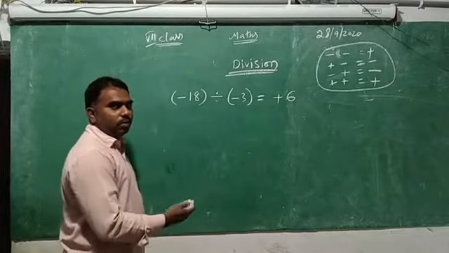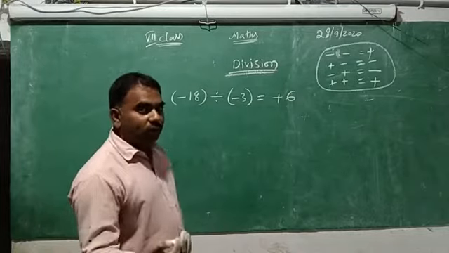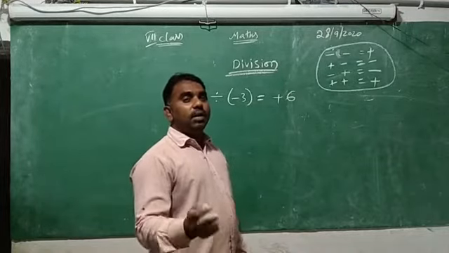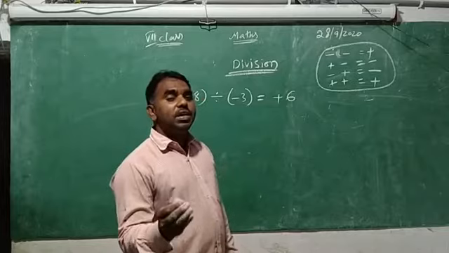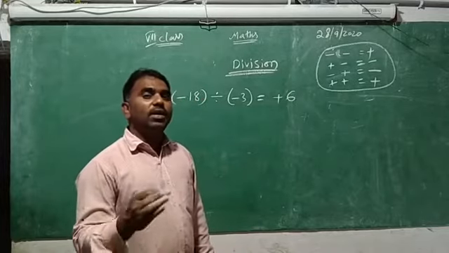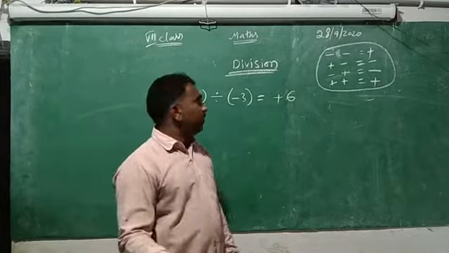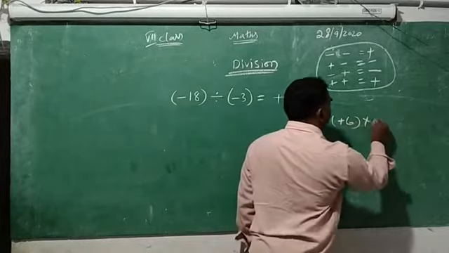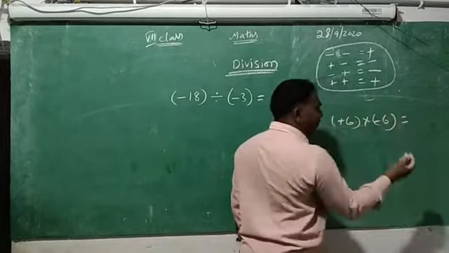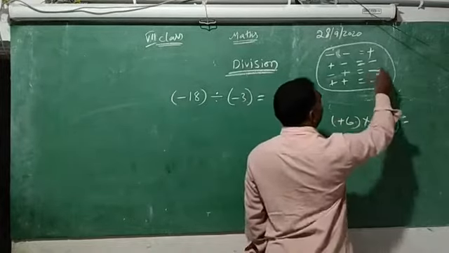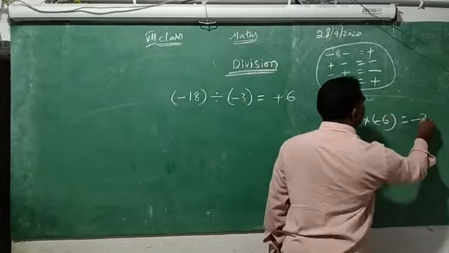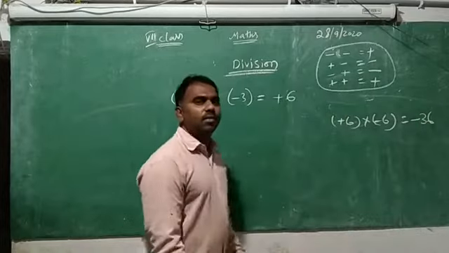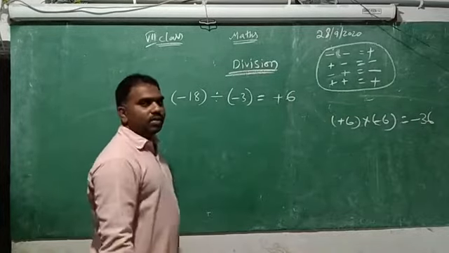So very simple. Addition and subtraction are somewhat difficult, but multiplication and divisions are very easy. Multiplication of integers we also did yesterday. Plus 6 into minus 6. What will it be? Too simple. Plus and minus will become minus, 6 times 6 is 36. Very easy. So divisions also are like that only.